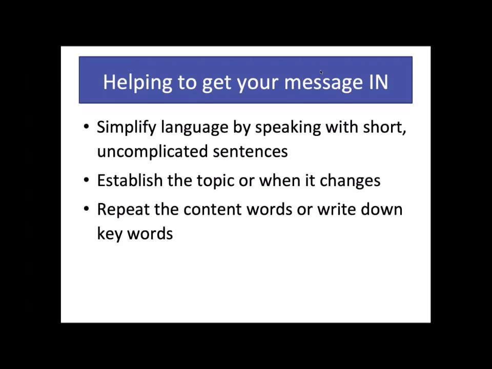You need to simplify your language by speaking in short and uncomplicated sentences. Establish the topic or let the person know when it changes. So if we're talking about what we had for dinner last night, we're talking about food, and then suddenly it's like, "Oh, well, what are you going to do this weekend?" It's good to let the person with aphasia know a bit more explicitly. "Oh, we're not talking about dinner anymore. Now we're talking about the weekend." Because those quick topic changes can be hard to keep up with. And any important words that you say, you might want to repeat or write down as keywords.